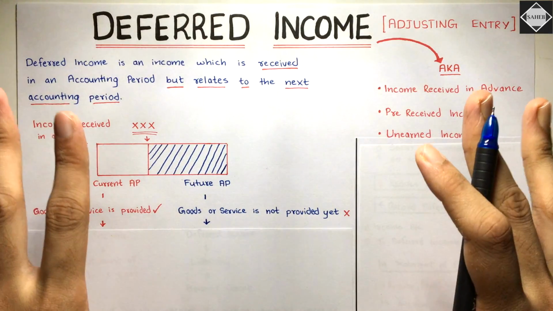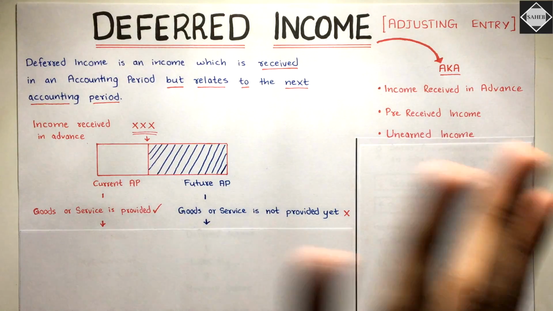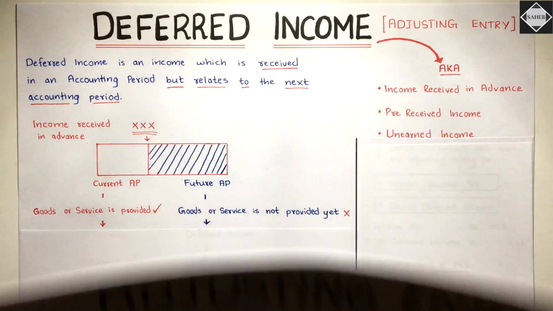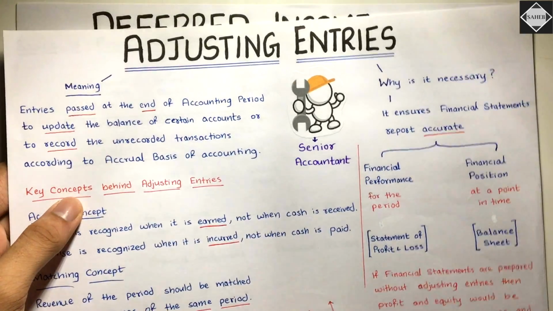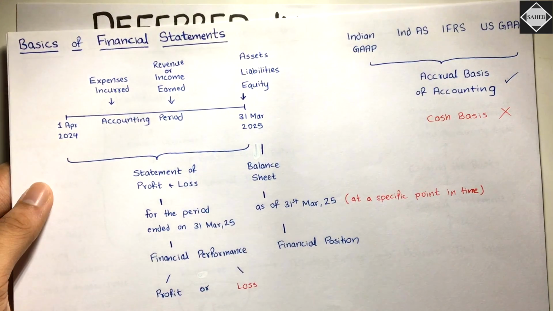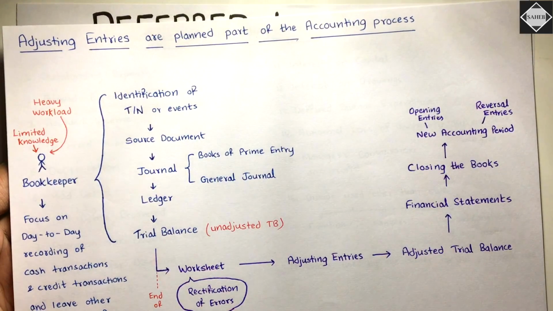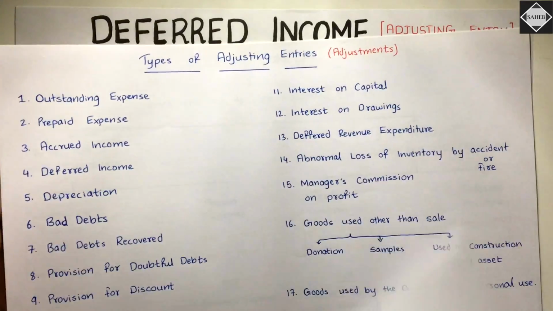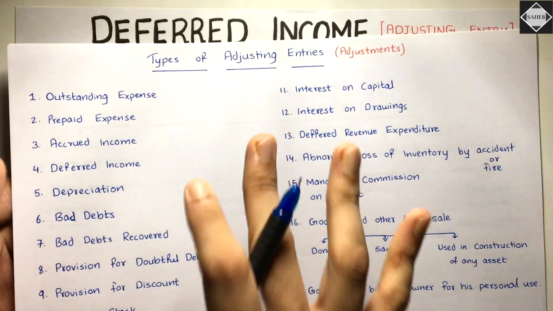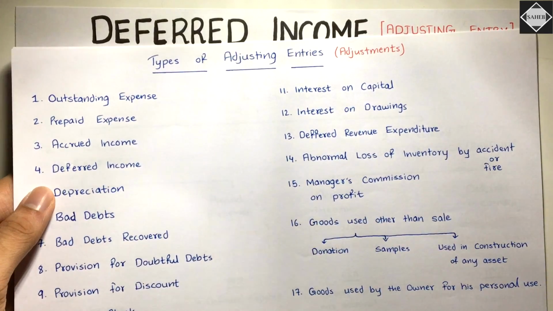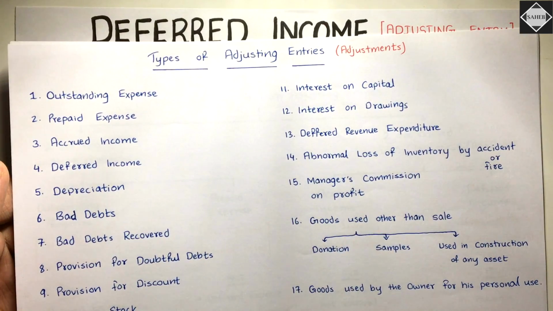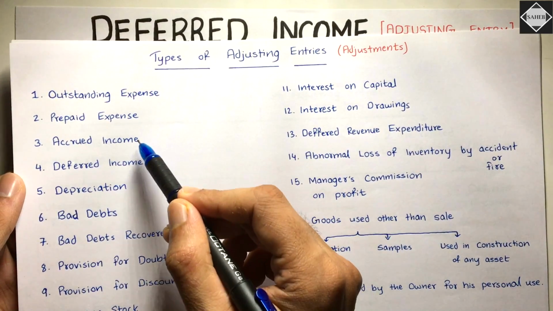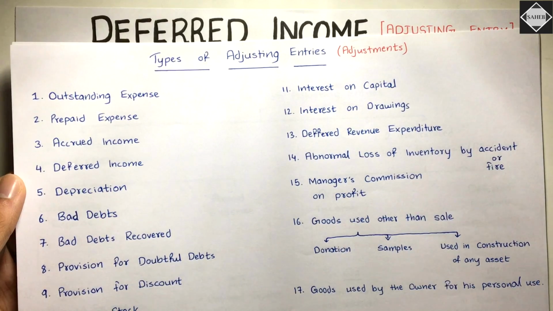Before watching this video, please make sure you have watched the previous videos of this playlist on adjusting entries, where in the first video we discussed the entire concept of adjusting entries, the basics of financial statements, how adjusting entries are a planned part of the accounting process, and the different types of adjustments we have in final accounts when we prepare the financial statements. Popularly, adjusting entries are just known as these 4 only: outstanding expense, prepaid expense, accrued income, deferred income. And that's what we are learning right now.